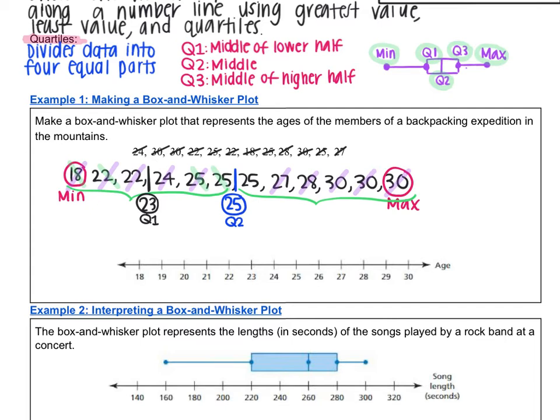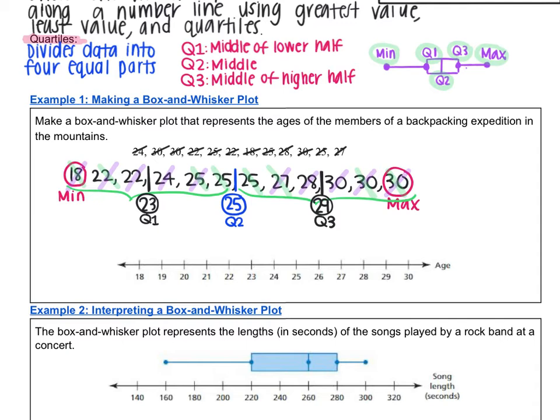And then do the same thing on the top over here. I'll count in one on each side. Looks like the middle here is between 28 and 30. That'd be 29. So Q3 is 29. So once my data is in order, I find the lowest and the highest, the middle, and then the middle of the lower part and the middle of the higher part. Note that 25 is my Q2 here because it was between these two. If there was a number in the middle, I would circle it and I wouldn't use it for the top or the bottom half. So that's an important clarification.